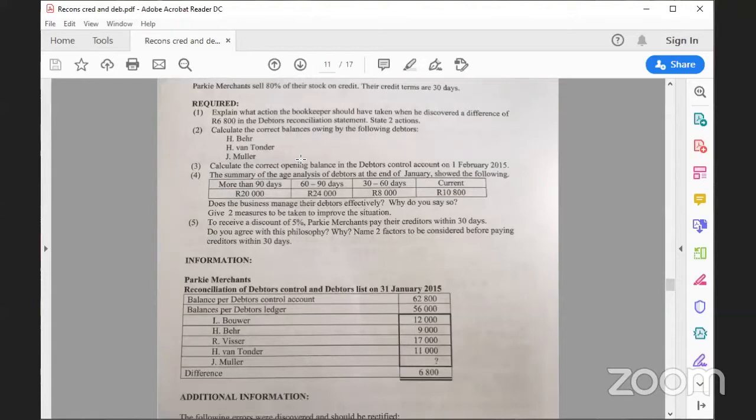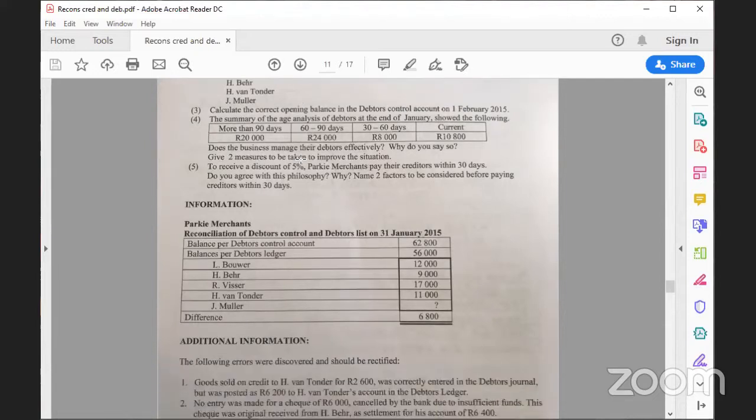To receive a discount of 5%, Parking Merchants pay their creditors within 30 days. Do you agree with this philosophy? Why? Name 2 factors to consider before paying creditors within 30 days. Here's more information about Parking Merchants.